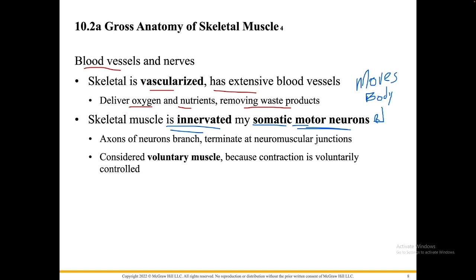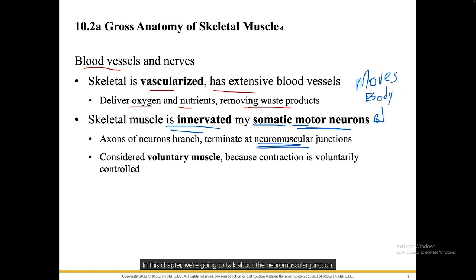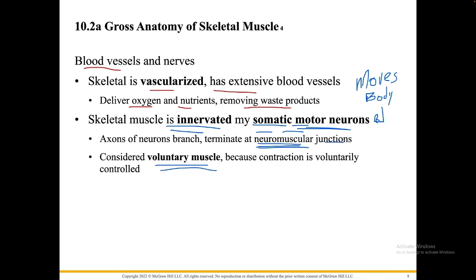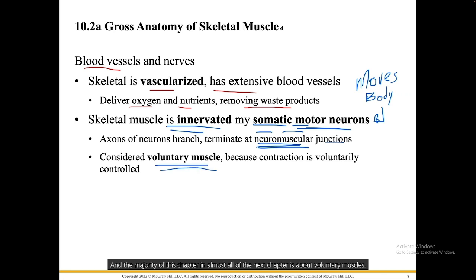These nerves meet the muscle. In this chapter, we're going to talk about the neuromuscular junction. Those words should point you toward a nerve meeting a muscle. And a junction is where things come together. The majority of this chapter and almost all of the next chapter is about voluntary muscles. Voluntary muscles are things we can control or at least be conscious of. Anytime you've raised your hand or done something like tie your shoes, you're using voluntary muscle.